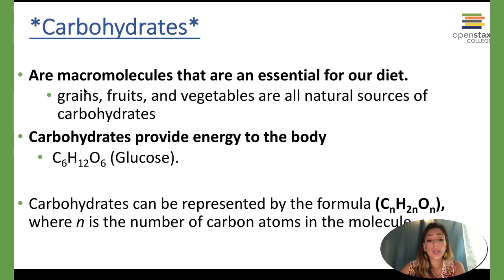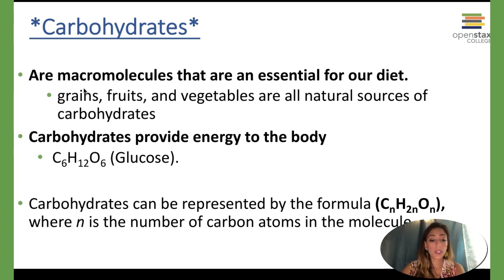So carbohydrates provide energy to the body, and the simplest of all the carbohydrates is going to be glucose, C6H12O6. It's one that you want to be very familiar with, because we're going to be continually referring back to glucose, and you do want to know its structural formula, C6H12O6. It is the simplest of all the different carbohydrates.